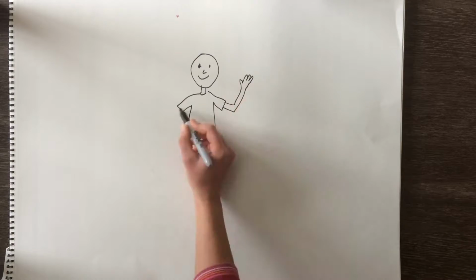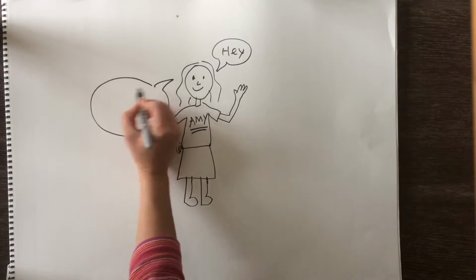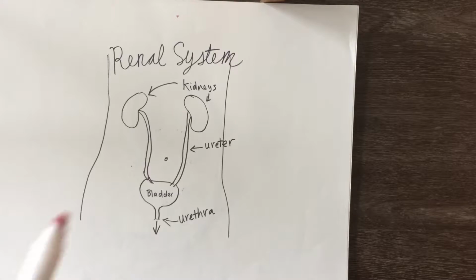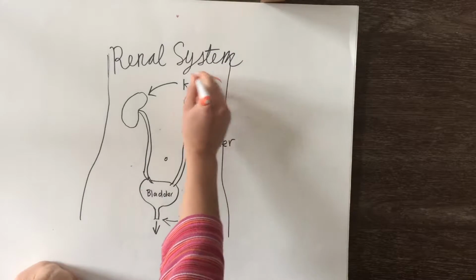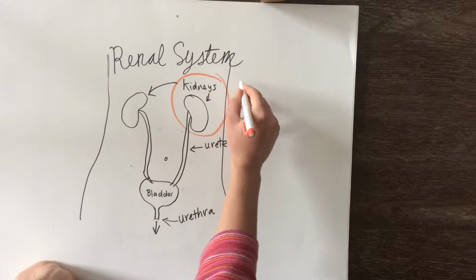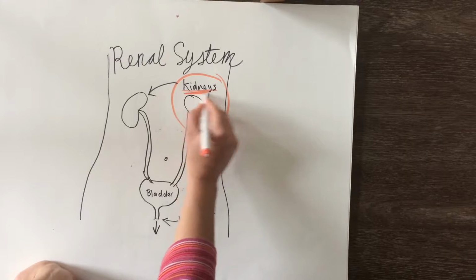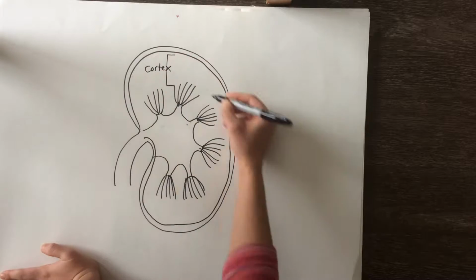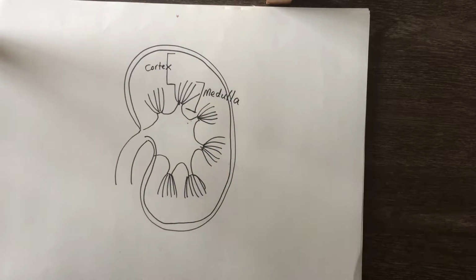This is Amy. Amy has a renal system. The renal system has the kidney, ureter, bladder, and urethra. The kidneys process the plasma portion of blood by removing substances from it and, in a few cases, by adding substances to it. The kidney is crescent-shaped with two layers, the cortex and the medulla.